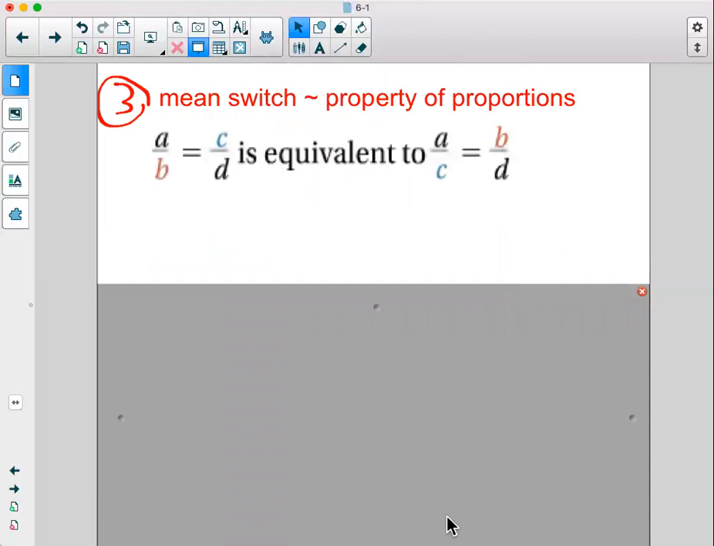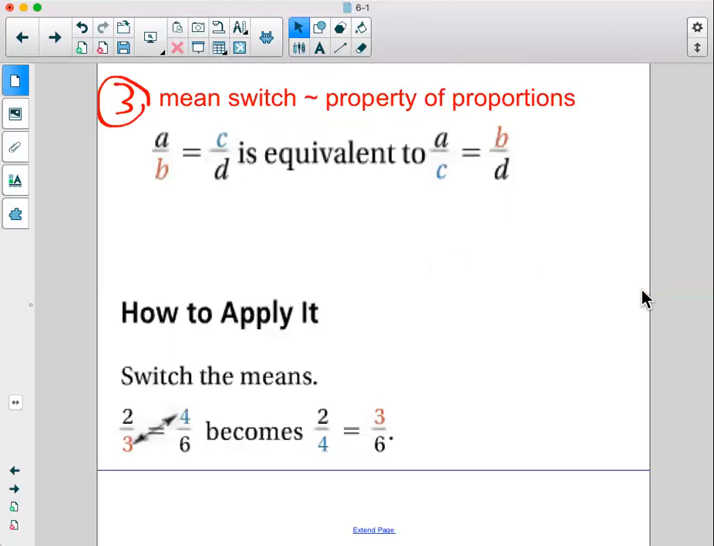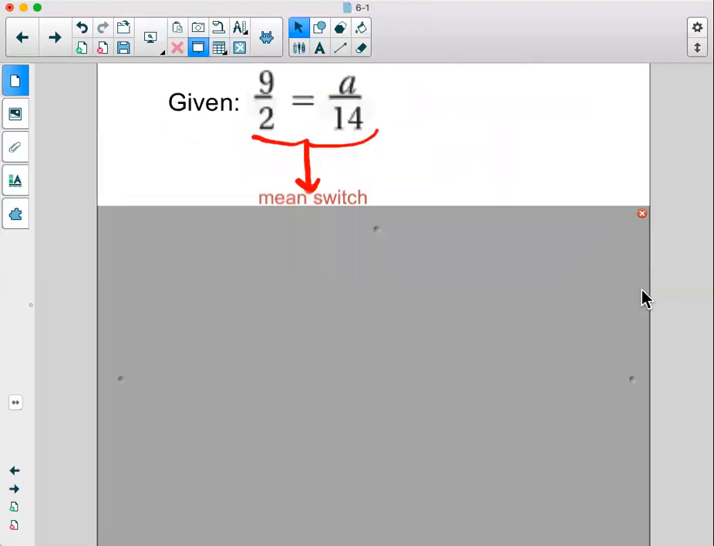The next property is a mean switch. So that states that if you're given this proportion, this ratio equals this ratio, the extremes are in black, A and D, and the means are in the middle, B and C. And you can switch them. They can switch spots, and you still have an equivalent equation. So pause and practice applying this, and then press play for the solution.